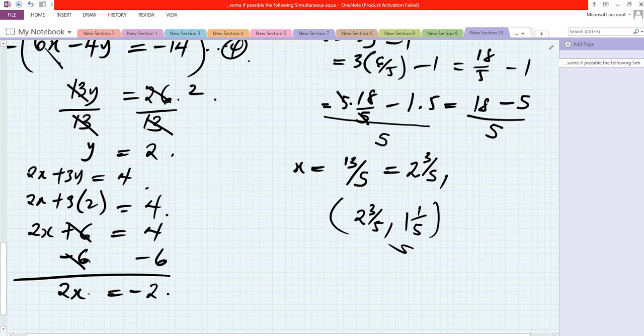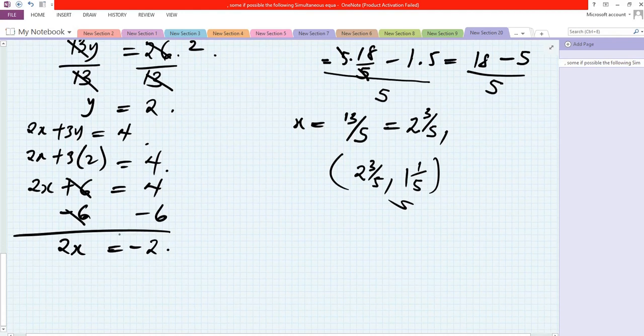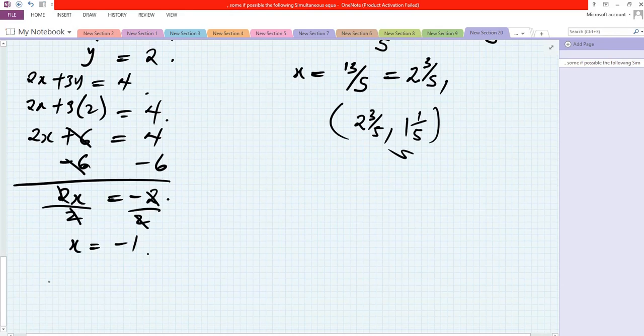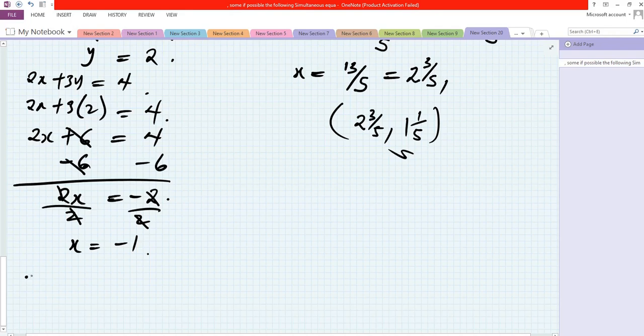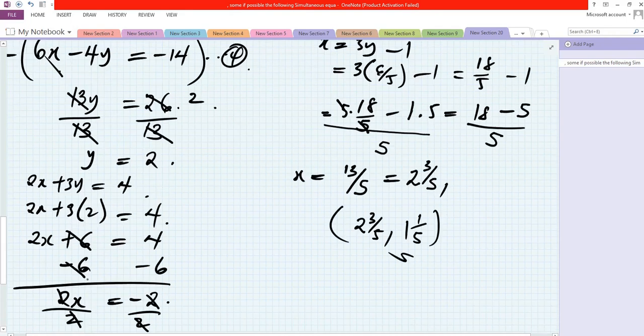So now we are left with 2x equal to minus 2. So 2x is 2 times x. So to knock off the 2, you divide by 2. So this one will cancel out this. You have x is equal to minus 1. Now, the coordinates where the two equations meet, intersect, is minus 1, 2. This is the coordinates where they meet.